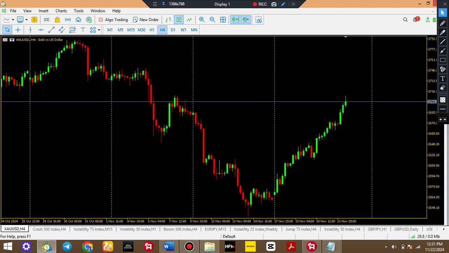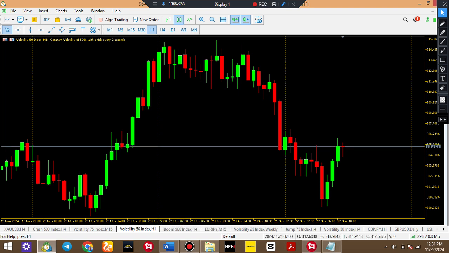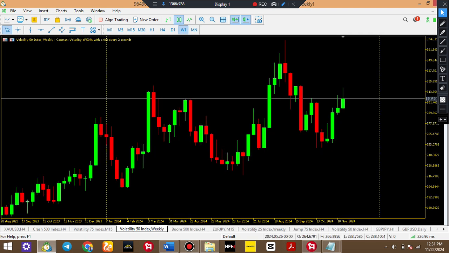Okay, let's go with this here, which is the Volatility 50 Index. So let's go to the weekly time frame. On the weekly time frame, I can tell you that price is bearish. Yes, price is bearish on the weekly time frame, if you follow the current trend.